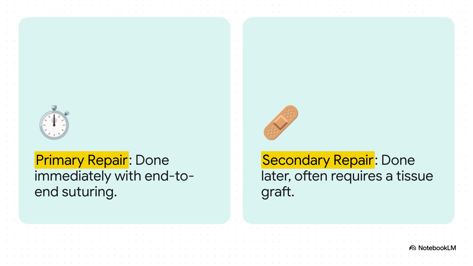But a secondary repair? That's done much later. Over time, those snapped tendon ends actually shrink, they retract, and they get covered in scar tissue. The surgeon can't just pull them back together. So a secondary repair often requires harvesting a tissue graft from somewhere else in the body just to bridge that huge gap. It is a way more complex surgery, and that's exactly why it gets its own dedicated code.